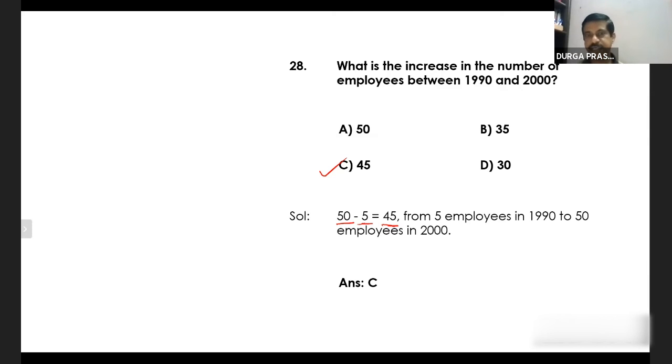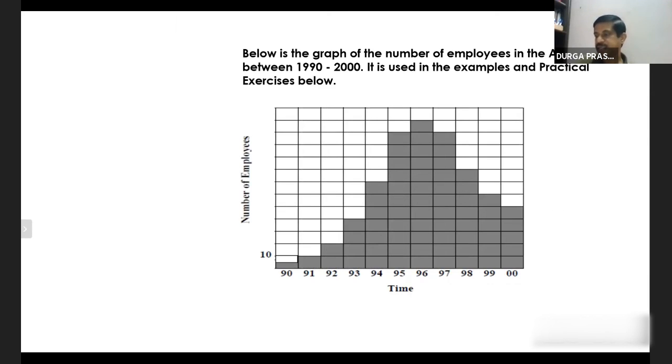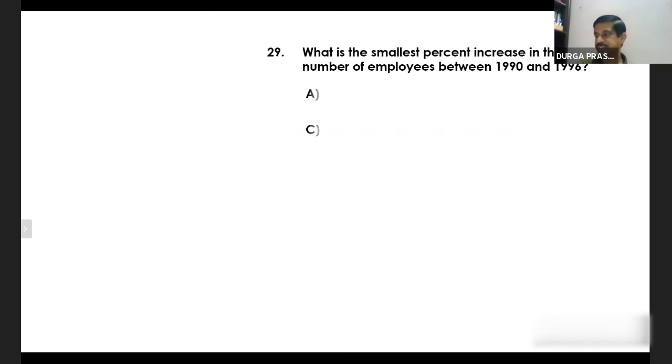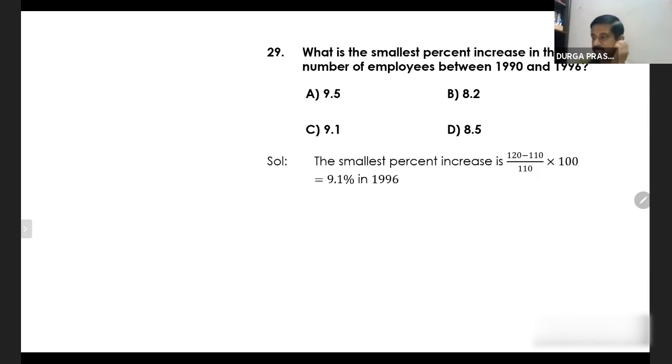Okay, children. Let us see what is there in the next question. Again, data is same. So let us see the question. What is the smallest percentage increase in the number of employees between 1990 and 1996? So, smallest percentage increase is 10 in 1996. So, therefore, percentage is increase by original number into 100.